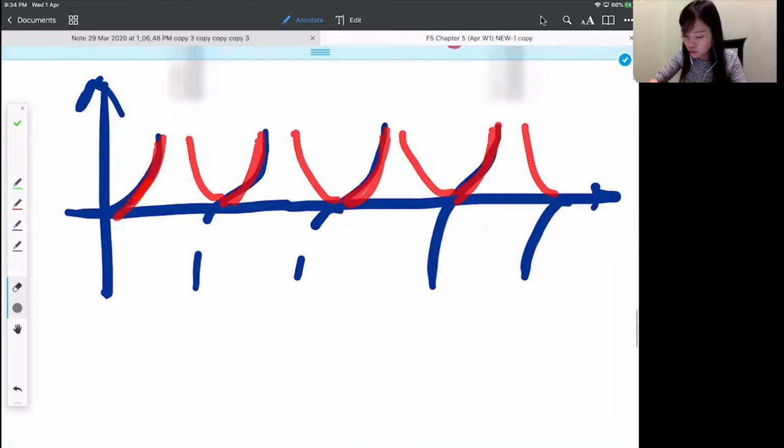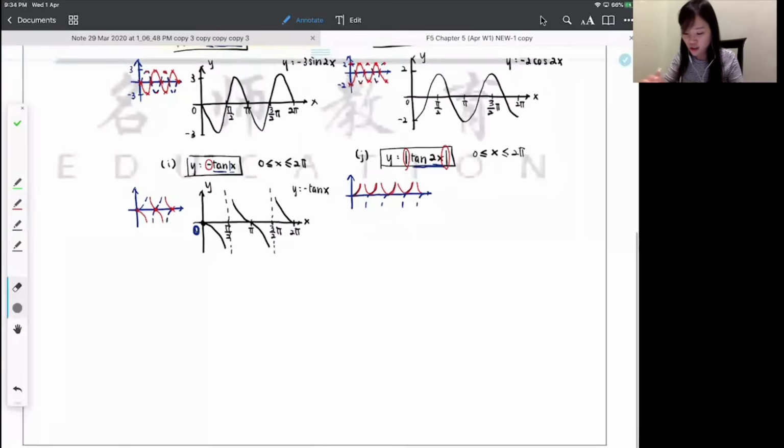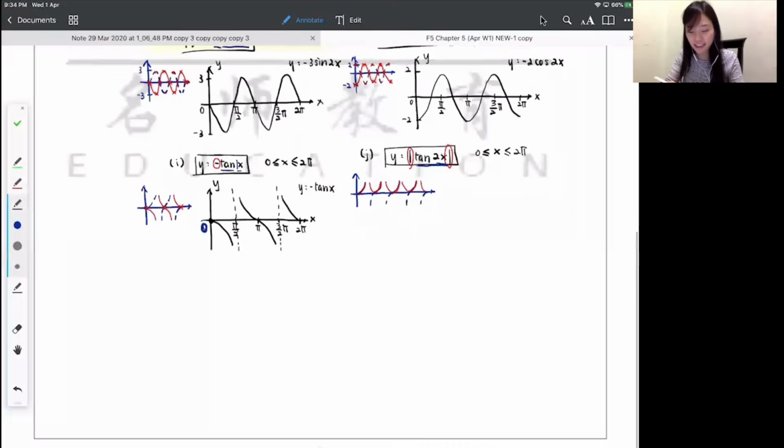So I repeat, for those who might ask me what is tangent 2x, that means we are going to draw two tangent graphs. I already drew two together. Can you guys see that? Right after that, I can draw a bigger version.